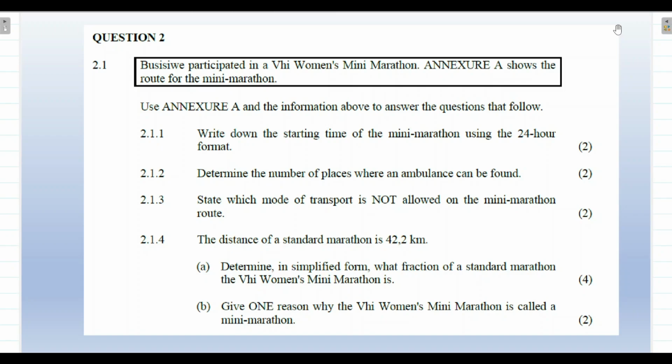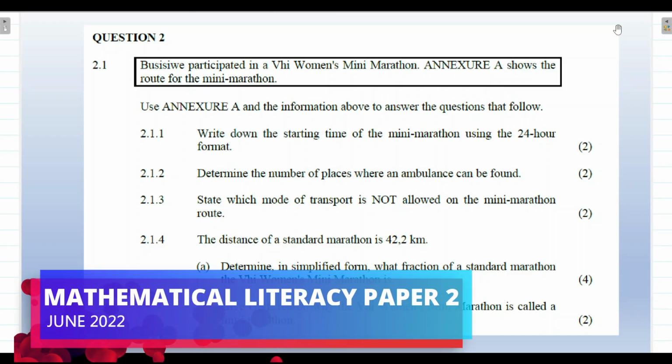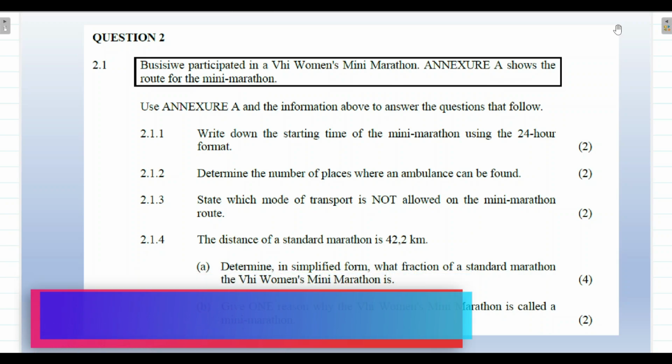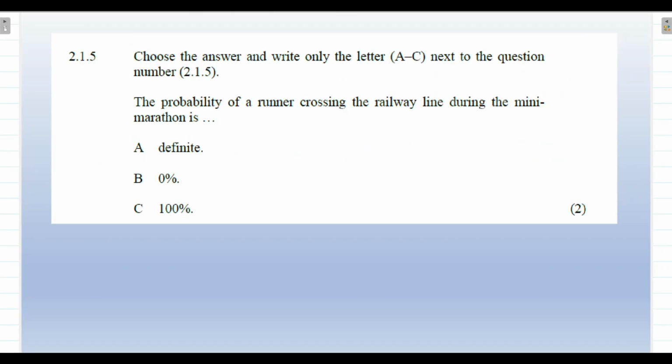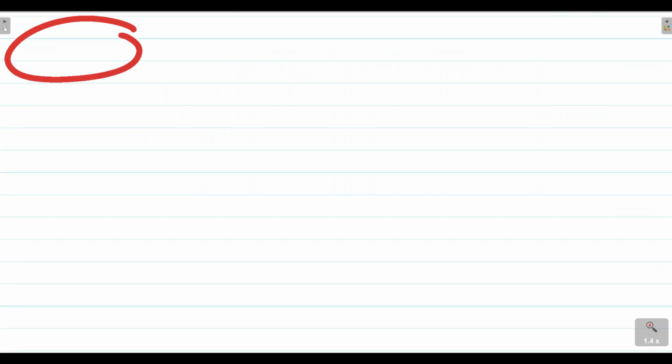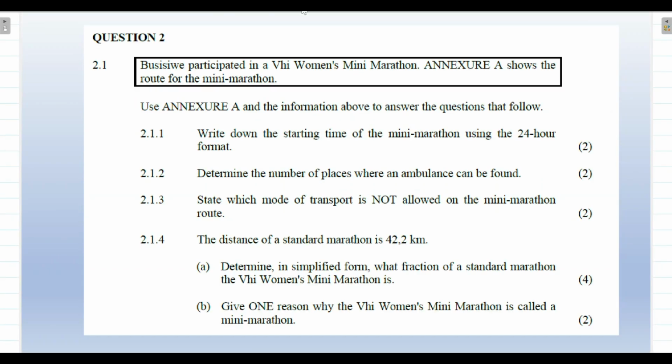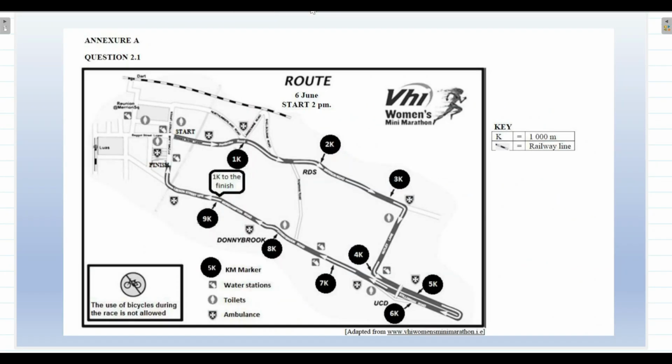On today's video tutorial, guys, we are going to be tackling question 2.1. And question 2.1 deals with your maps, plans, and other representations of the physical world, right? We are going to be simplifying a fraction in question 2.1.4. We are going to be dealing with a probability scale in question 2.1.5, and the rest of the questions, guys, we are just going to be interpreting information that is given to us in our NXJ.